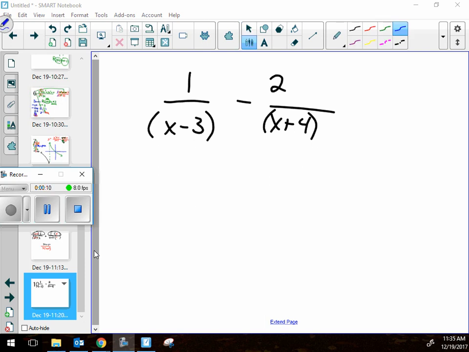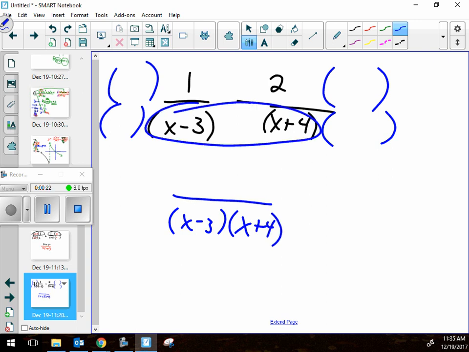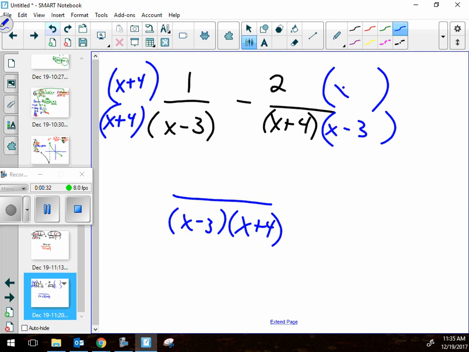Now we've got to multiply both sides by something to make a common denominator. Hopefully you know enough to say the denominator should be x minus 3 times x plus 4. Why? Because you just multiply the two denominators. This is a great way to find a common denominator. So if I'm going to make that happen, this side needs to be multiplied by x plus 4 and x plus 4. This side, x minus 3, x minus 3.